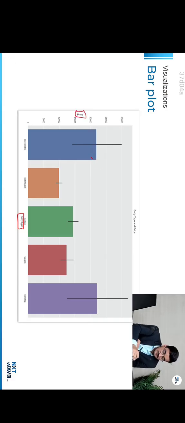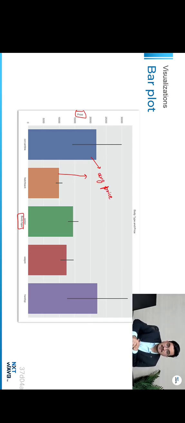Now these bars represent the average price for a given body type. So we can see the average price of convertible and hardtop is comparatively higher than any other body type in our dataset, right? So we can say the cars which have convertible and hardtop body type will have in general a higher price as well.